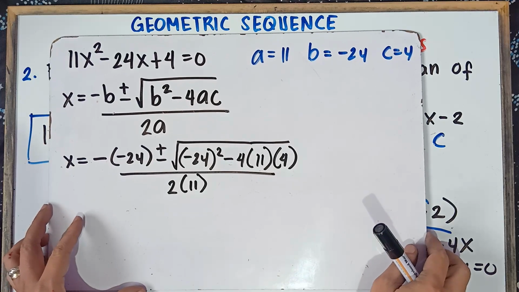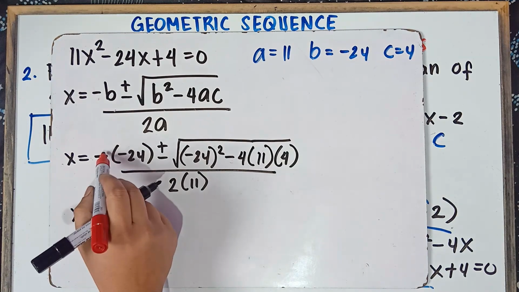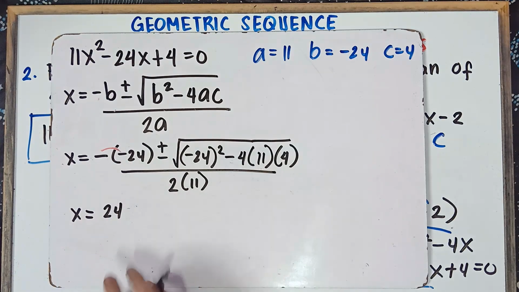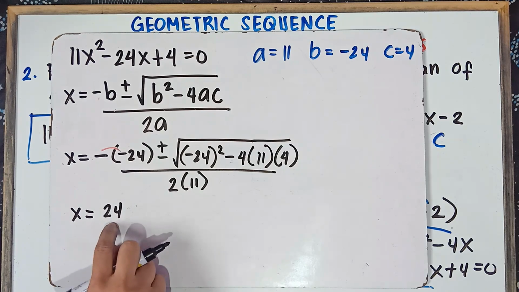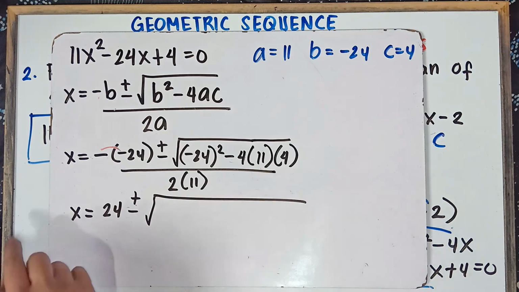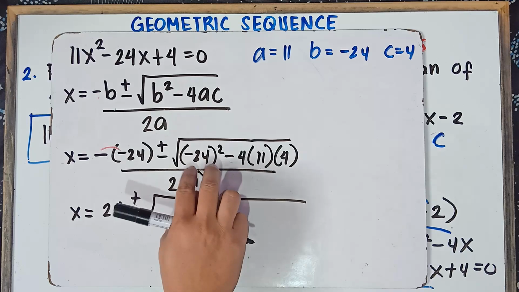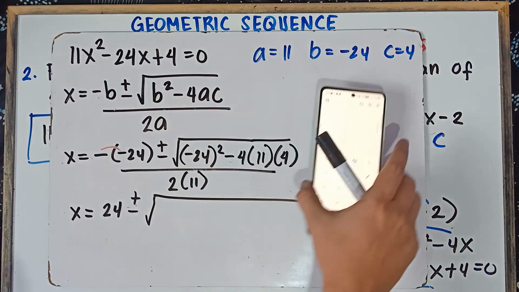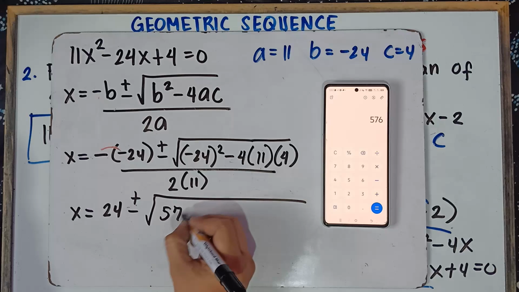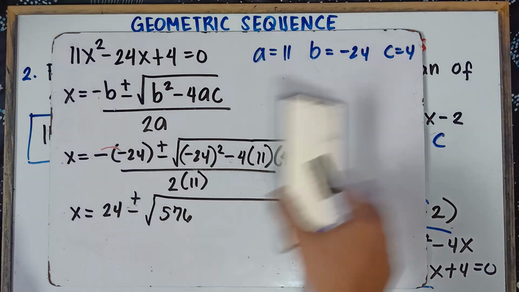Alright, so simply simplify this one, do it step by step. So x equals negative times negative, you distribute negative times negative, that will be positive, so this will be positive 24. Instead of negative 24, it becomes positive 24. Copy plus or minus, square root of, do it step by step. Negative 24 squared means you multiply negative 24 by itself twice. So this will be 24 times 24. That would be 576. This will be positive 576 because negative times negative would be positive.